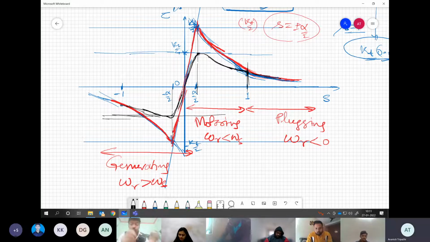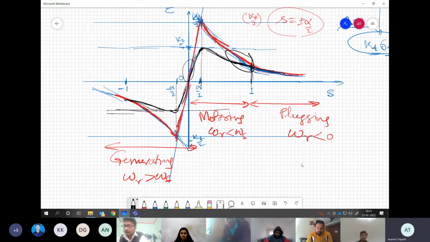The nature is more or less like a straight line in this zone, and it is something like 1 by s in this zone. In between, it is just meeting these two characteristics somewhere. So this is clear, right? This was the correction from the previous class, and the rest of the things are fine.